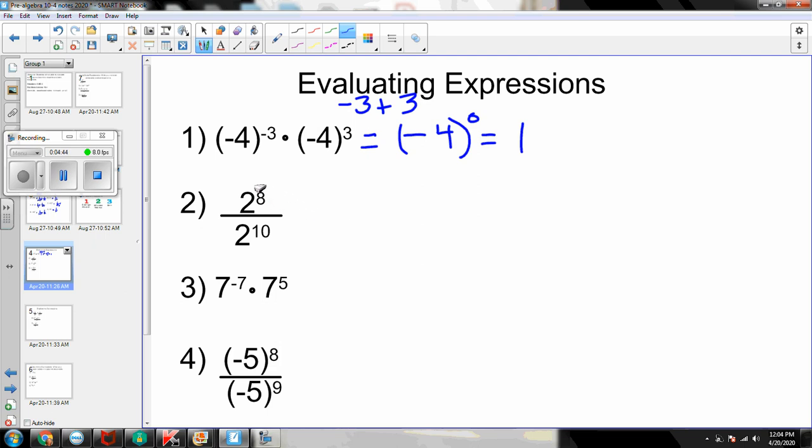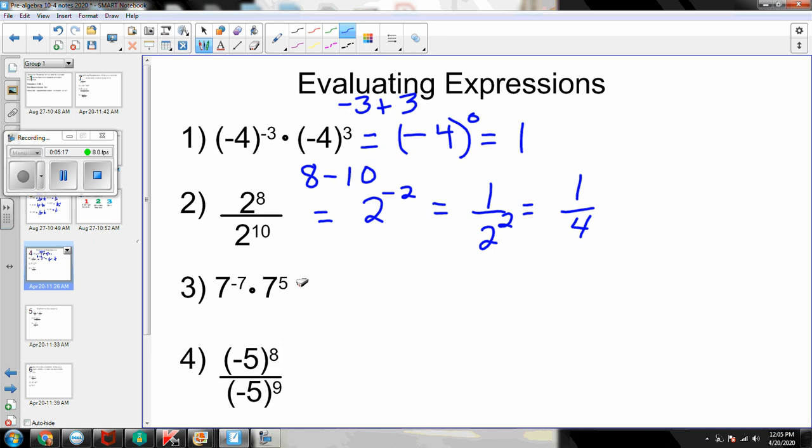On number 2, I have 2 to the 8th over 2 to the 10th. Remember, when we divide bases that are the same, we subtract our exponents. So we take 8 minus 10. 8 minus 10 will give me a 2 to the negative 2. Well, since the exponent's negative, that means it moves to the denominator and becomes 2 to the second. 2 to the second means 2 times 2, so this would be 1 over 4, would be 1/4.